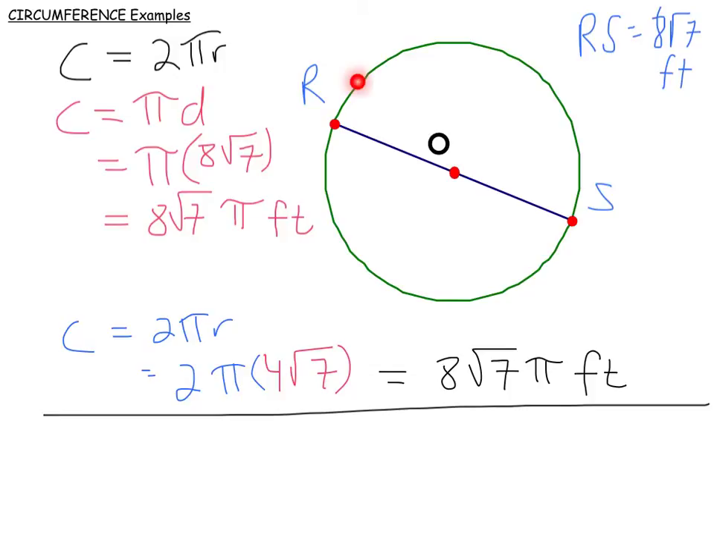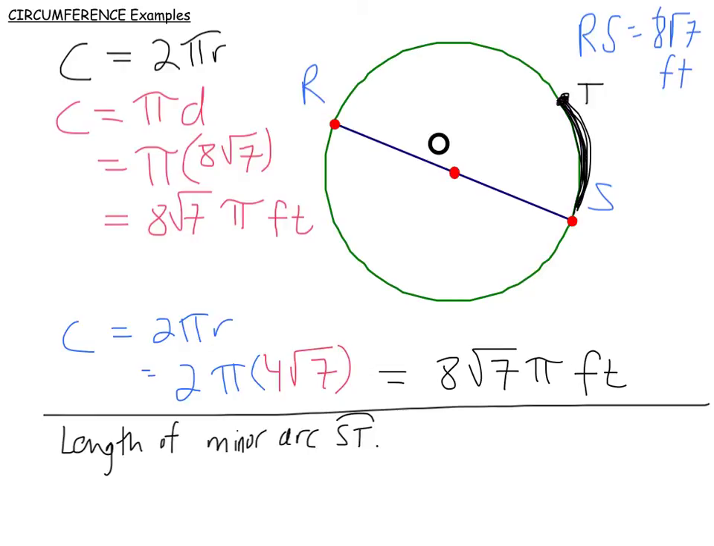So let's just say that we wanted to find the length. Let's make another point on here. Let's say I gave you this point here, T. And let's say I wanted to know the length of minor arc ST. Well, I'm going to give you a little bit more information. Assume that this was given to you. So we want to know this length, minor arc meaning the small distance from S to T, not if we went the whole way around.